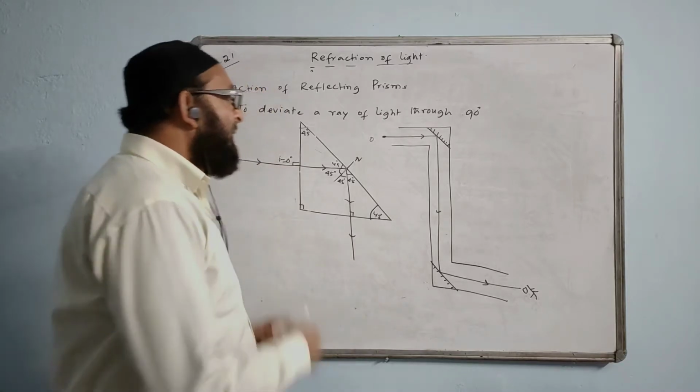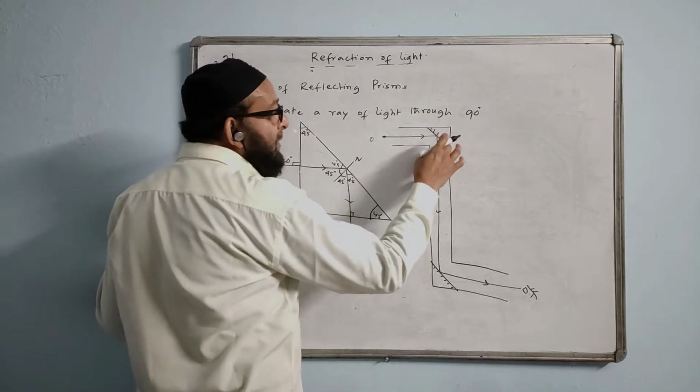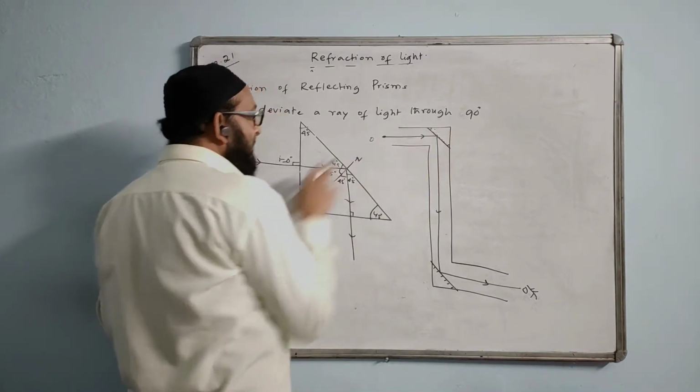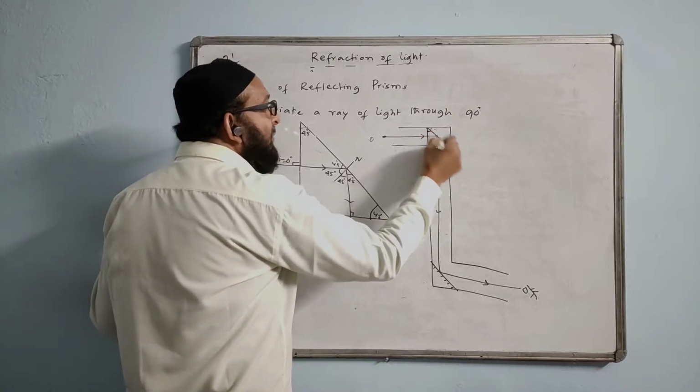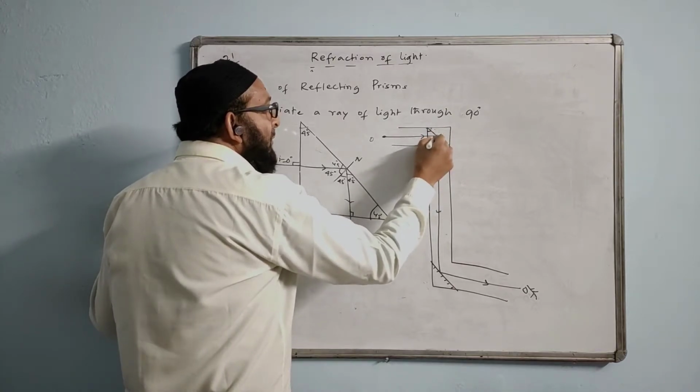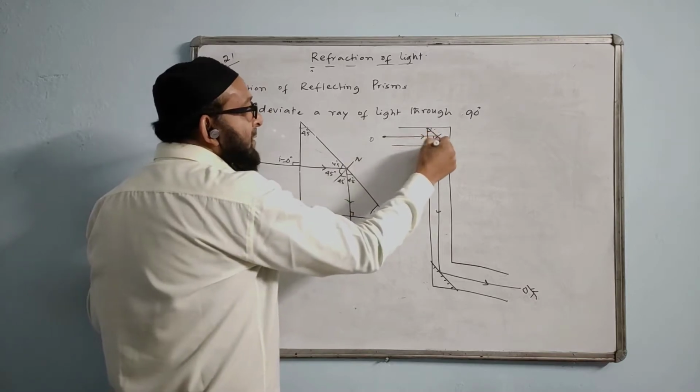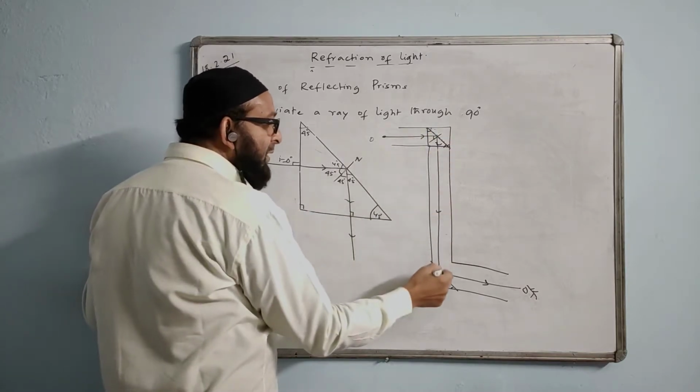Now we can replace the mirror. This is a mirror periscope. We can replace the mirror by this prism, like this. One prism will give this 45, 45. So here, the same thing will happen. 45, 45, the rays internally reflecting like this.